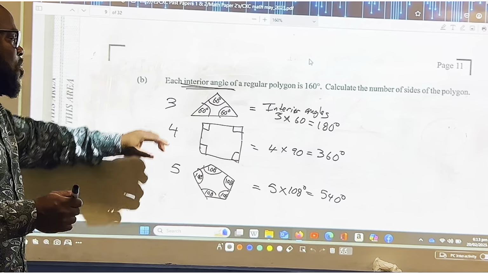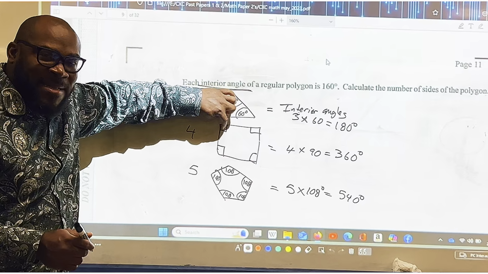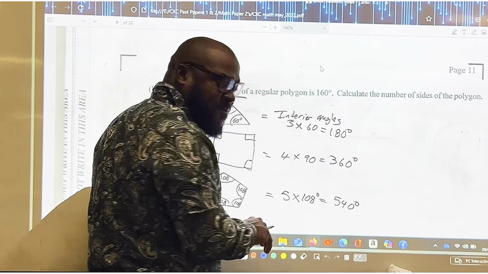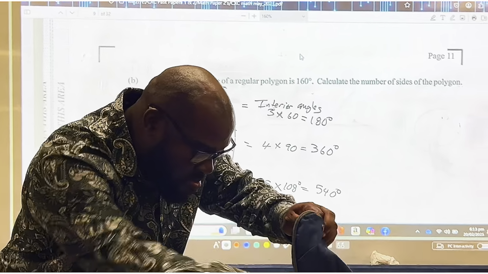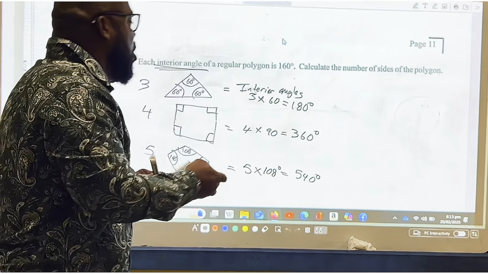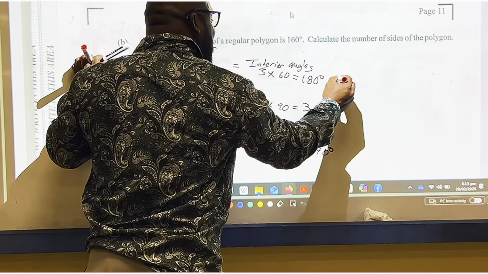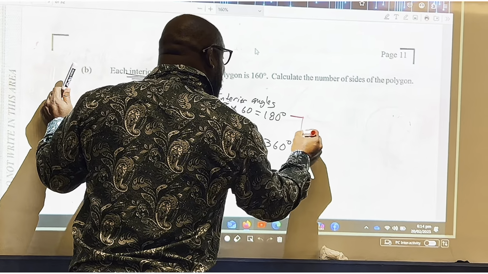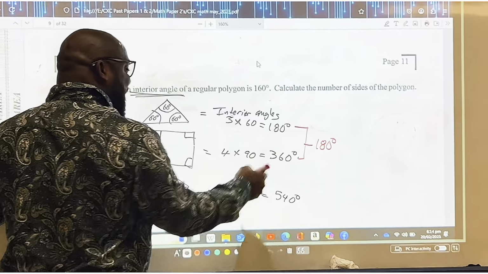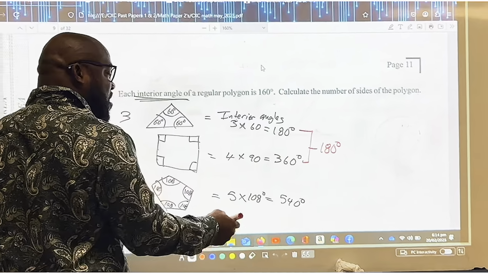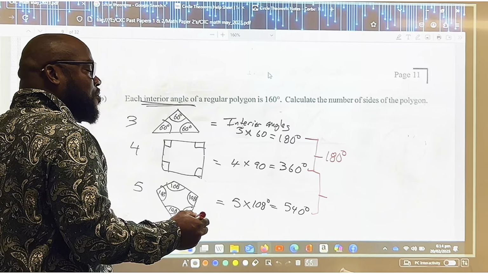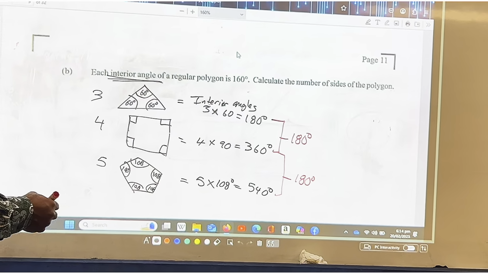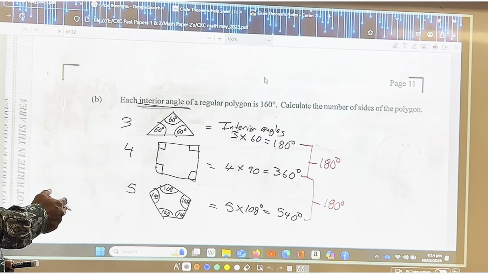But see that? We had 60, we had 90, we have 108, 540. But let's look at this now. These are different colors. What's the difference between 180 and 360? 180. That's half of that. What's the difference between 360 and 540? 180. Good. So you realize something.